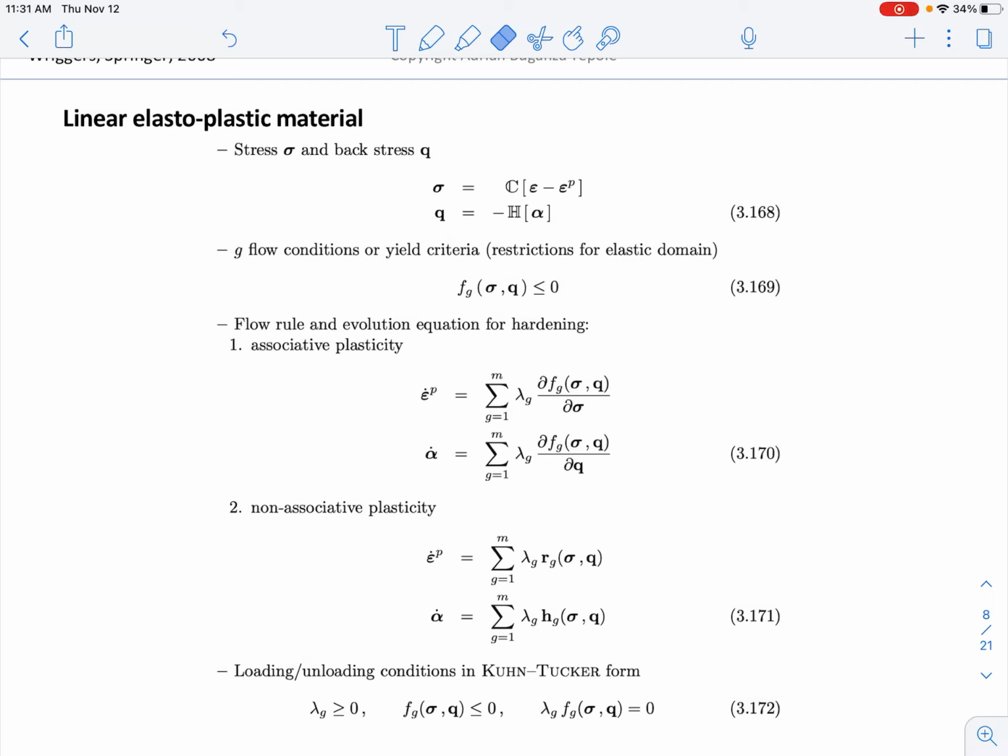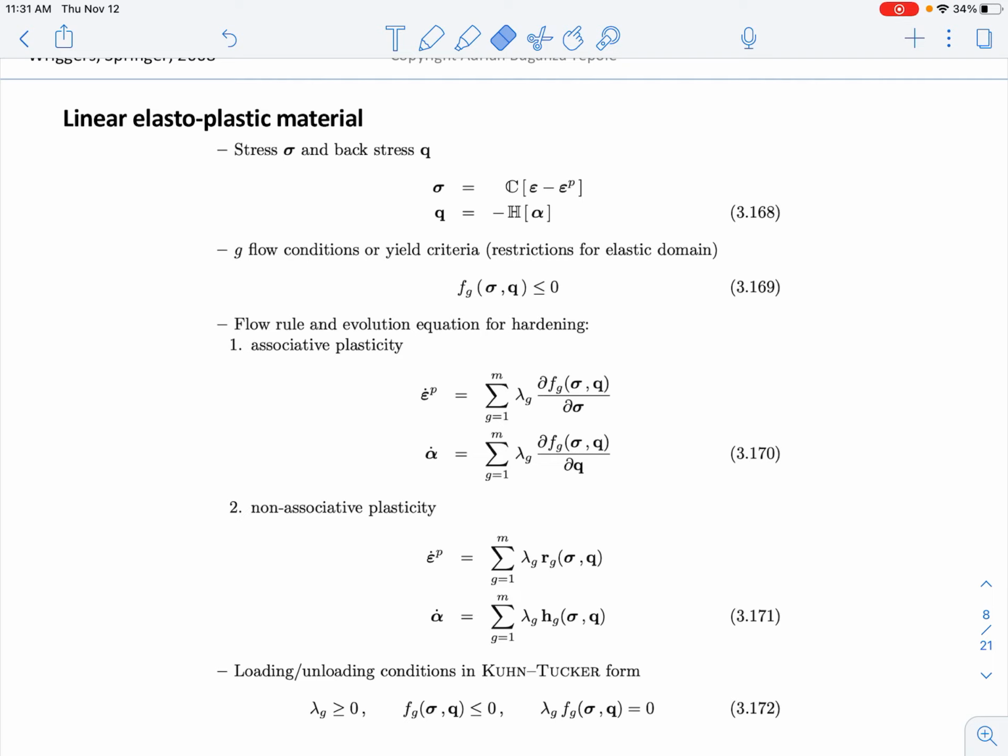All right, so for the second video of today, linear elastoplastic material, the main equations are the stress and the back stress. The stress is linear for the elastic strains, so it's some linear fourth order tensor times the elastic strain, so this epsilon minus epsilon p, that's the elastic strains. And then the back stress, which is a function of some hardening parameter alpha, which is an internal variable.